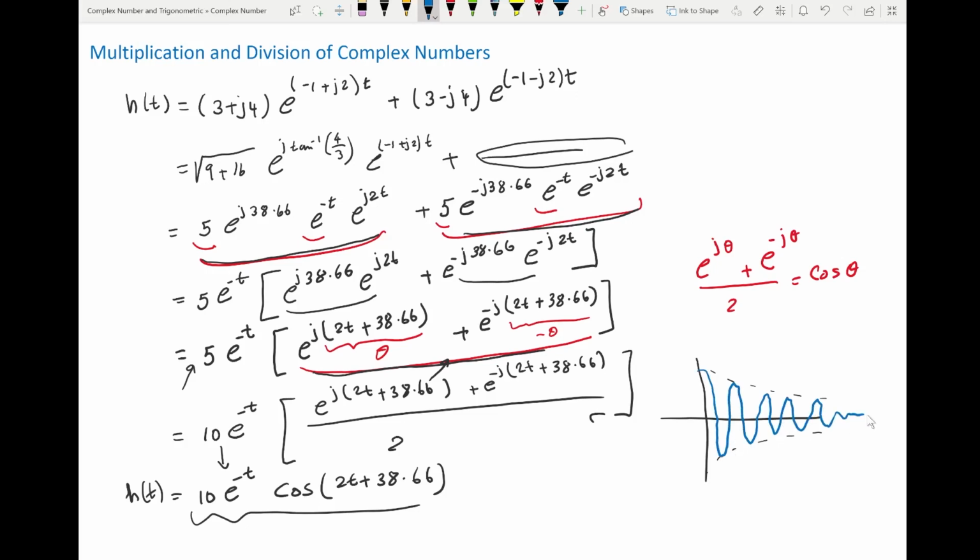And this, you will see it in many courses, as I said, where h(t) could be the impulse response of the system. So if you excite a system with an impulse, the output will be this one.